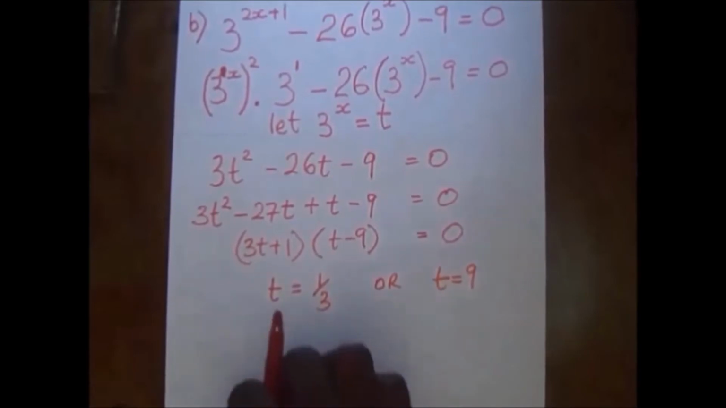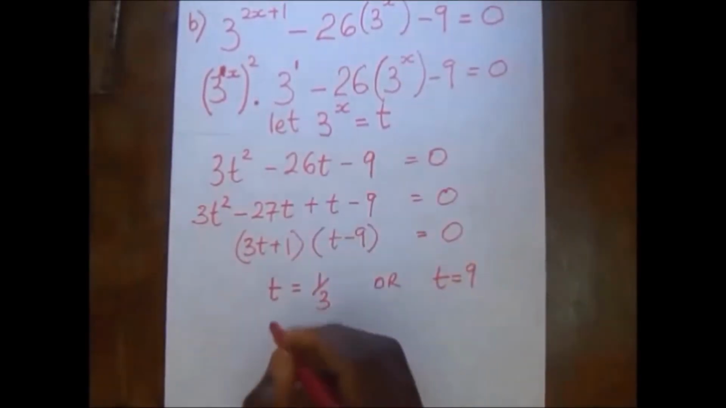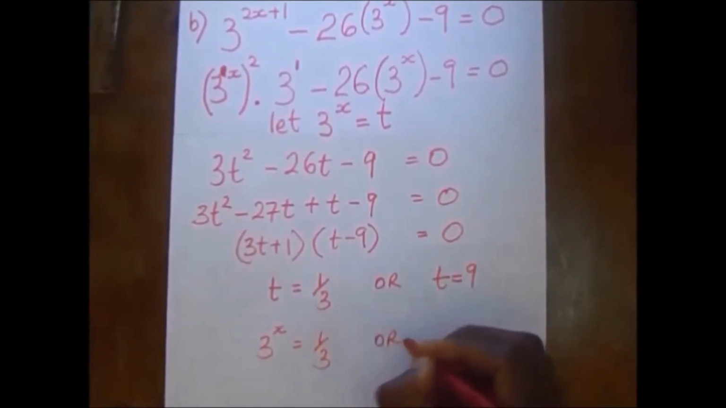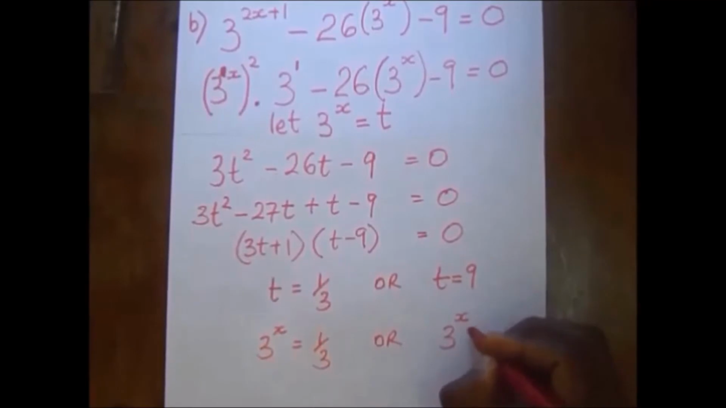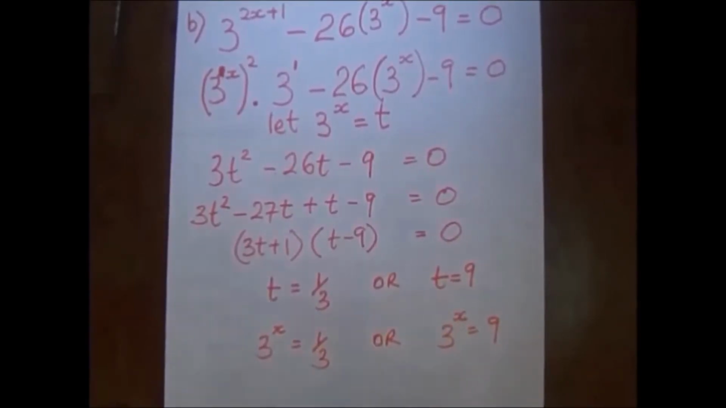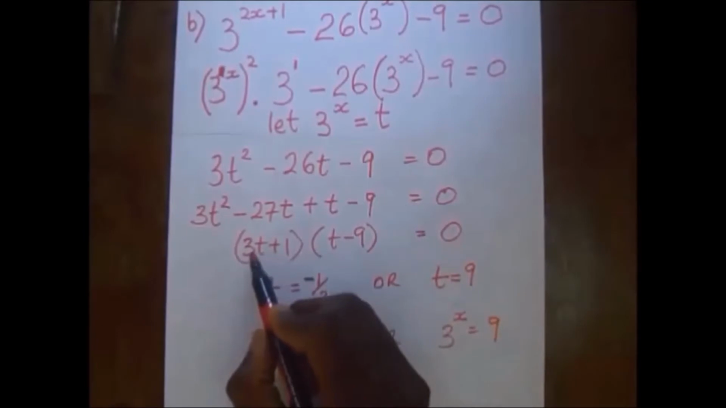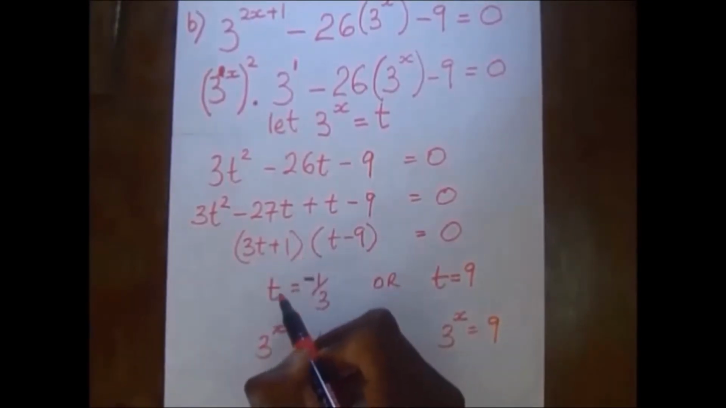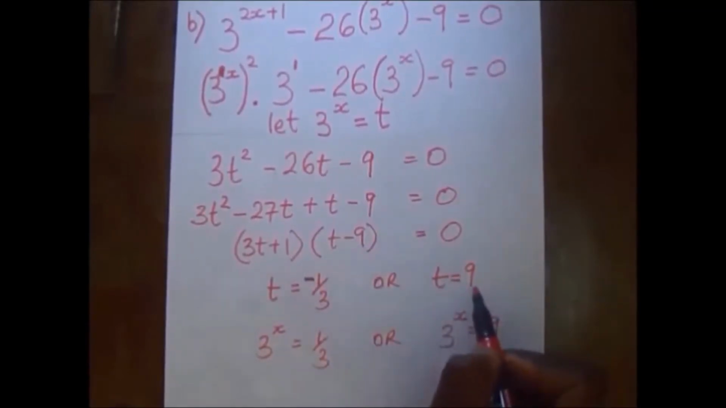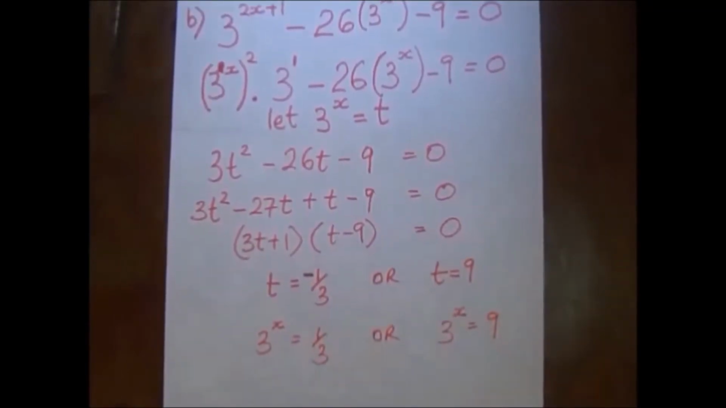But we know that this value of t is equal to 3 to the power x. So we know that 3 to the power x is going to be negative a third, or 3 to the power x is going to be equal to 9. From there we start simplifying it further to get the value of x. And in both cases we shall introduce logarithms on both sides. This is negative, by the way, because when 3t plus 1 is equal to 0, t is going to be negative a third. When t minus 9 is equal to 0, t will be equal to 9 when you make t the subject of the formula.